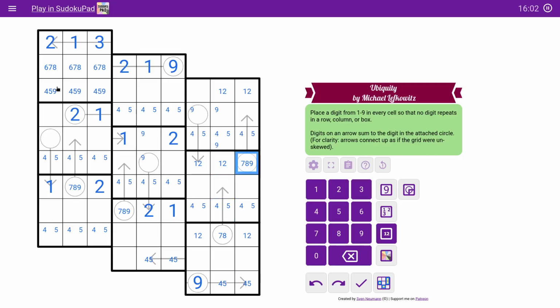This can't be a 4, 5 pair. I'm wondering if we're going to see something similar with the vertical arrows. I don't see how that'd be possible though. Whatever this is either here or here. And if it's here, it cascades.